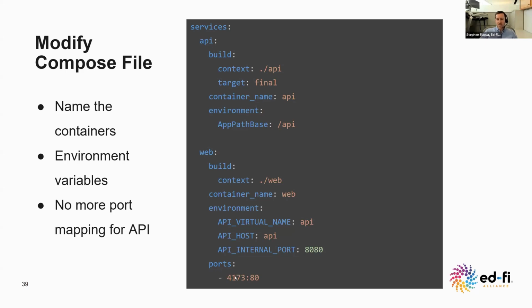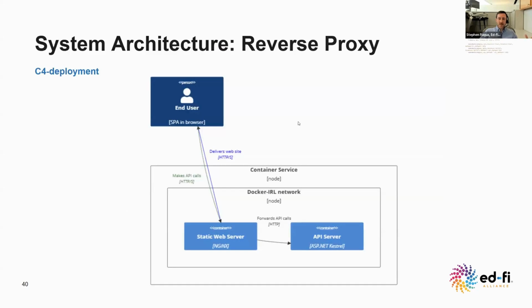And then you map some ports externally. So this is port 80 inside of Nginx, gets mapped, kind of a random number, to 4173 on the local host. So now we have the end user only interacting directly with the static web server Nginx, which is then forwarding all the calls for the API over to the Kestrel-based server that's actively running.